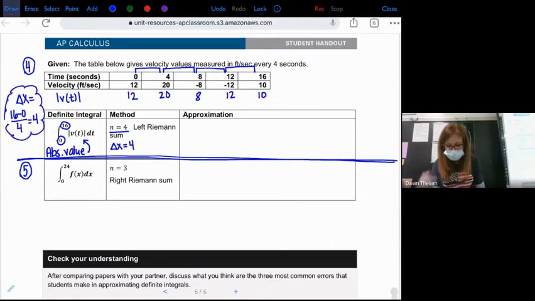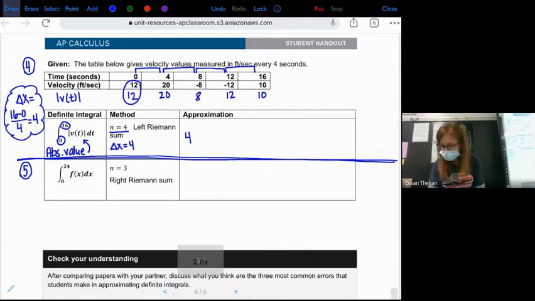Since it's right in the table, I didn't really have to write that out, but I just want you to see how it's all kind of connected. So now we're going to do the base of 4, and then they requested a left sum. So on this first interval from 0 to 4, I'm going to use the height on the left side because that makes it a left Riemann sum.